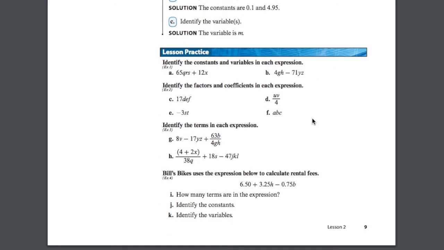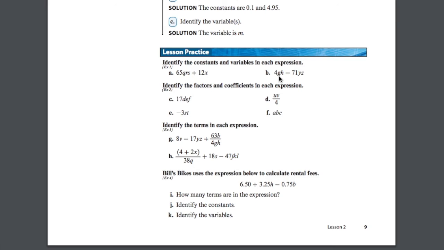Let's take a look at completing our lesson practice problems for lesson 2. Identify the constants and variables in each expression. As we're looking at constants, we're going to look for numbers, 65, 12. As we're looking for variables, we're looking for our alphabetical or letter representations of numbers, Q, R, S, and X. Letter B, 4GH minus 71YZ.